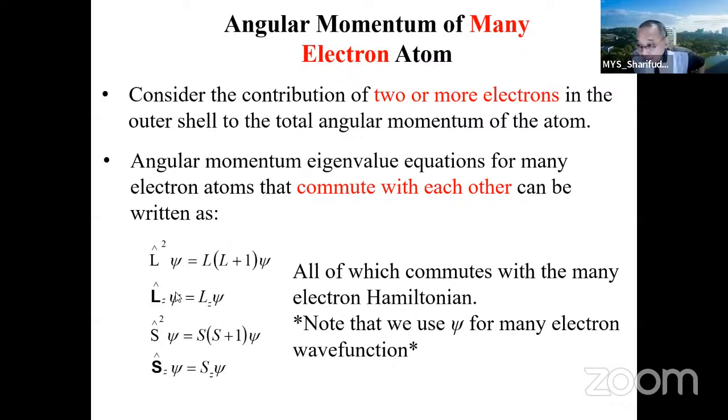This time, because there are many electrons, the letters will be capital. Before this, because there's only one electron, the letters are all small letters. So the L and LZ still commute. They share the same Hamiltonian. They share the same wave function, and spin as well.